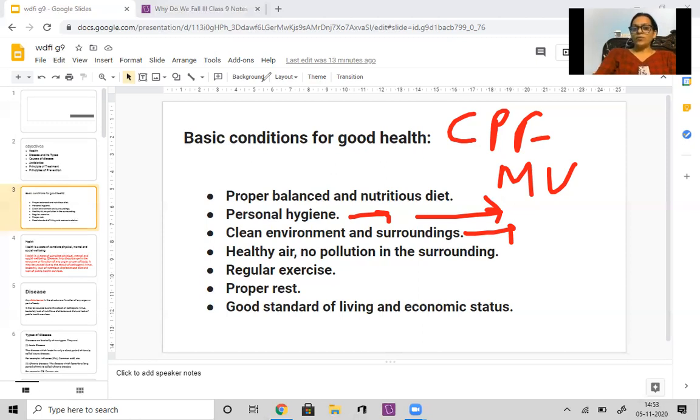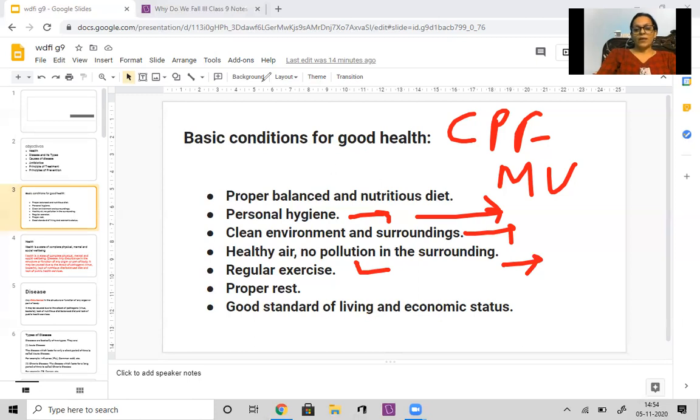Healthy air, how could there be healthy air? No pollution in the surroundings, if we follow the rules which are given or implemented by the government. No pollution. You have studied in all your chapters, even in your EVs, how we can control pollution, right? Nowadays, pollution is increasing due to the population explosion.